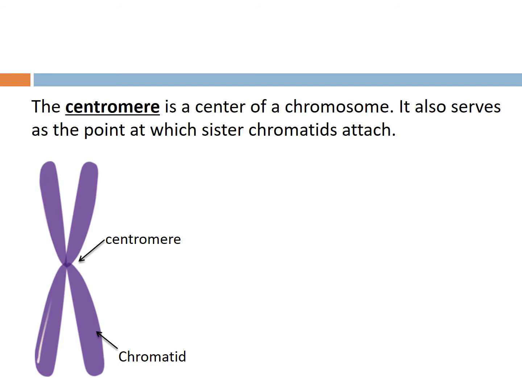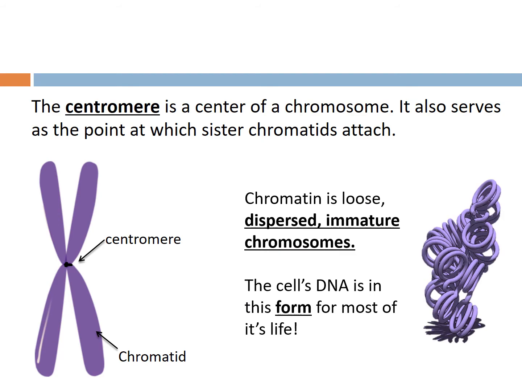So I used the word centromere a minute ago, and now we're going to define it in the box. A centromere is the center of a chromosome. It serves as the point at which the sister chromatids will attach. Chromatin is loose, it's dispersed, it's immature chromosomes. The cell's DNA is in this form for most of its life. And can you remember where it's found? It's found in the nucleus, but you will also find it in the nucleolus.